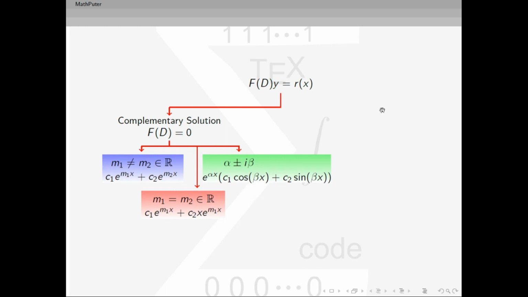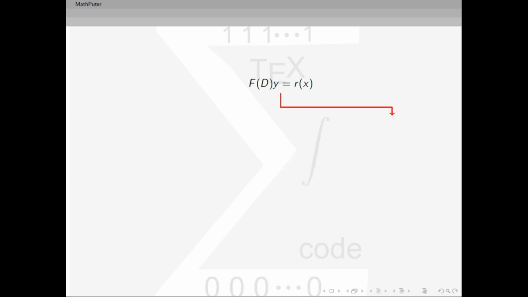The other part is today's goal, the particular integral. You may also say that this is the particular solution of this differential equation. Now we find the other part of the solution, that is known as the particular integral, where we make y the subject. This is equal to 1 upon f(D) into r(x).